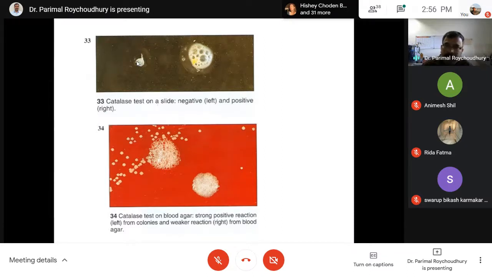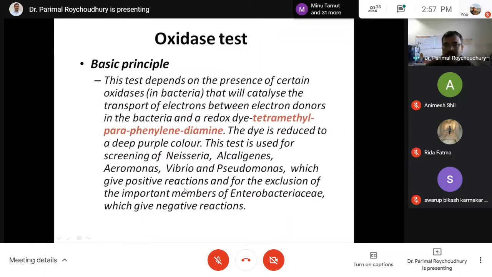The same test we can even perform on the culture plate, where we can pour a few drops of hydrogen peroxide over the colony and you can just see how the effervescence is produced. So this is the catalase test. The next is the oxidase test.